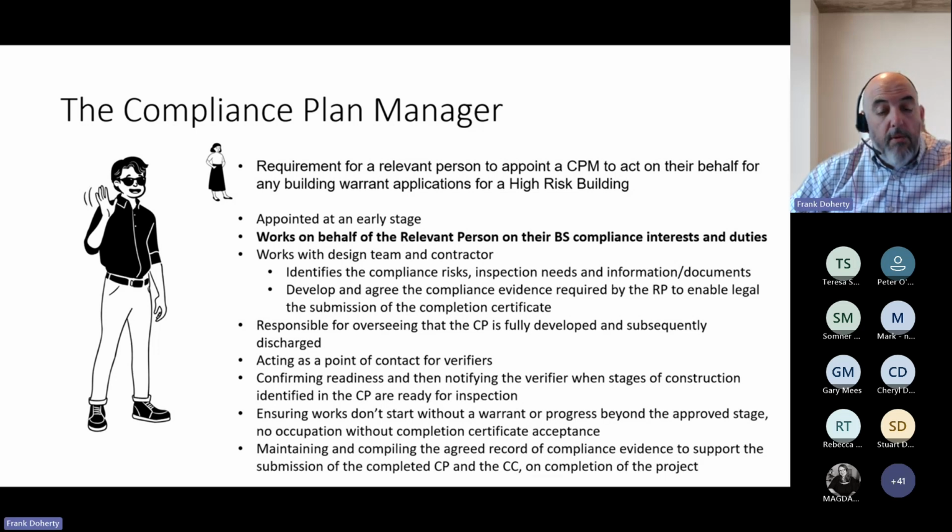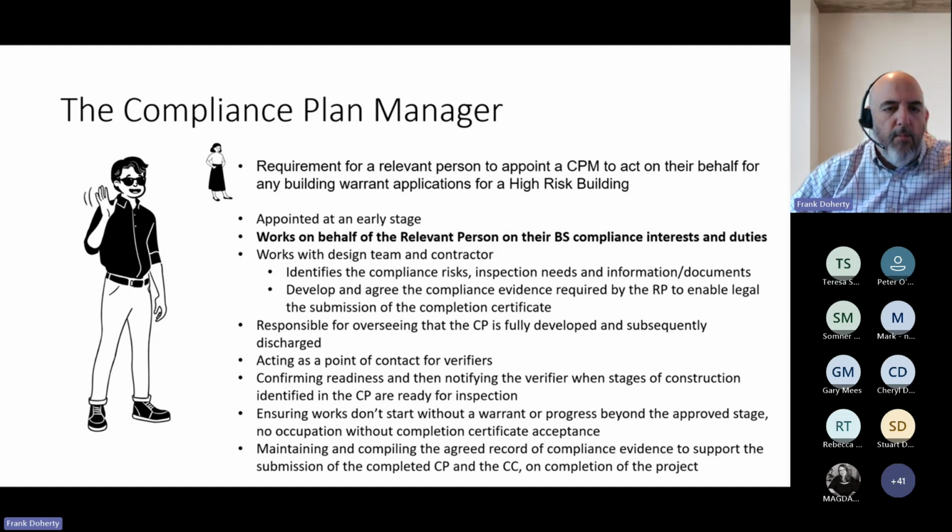The intention is that they would work with the design team and contractor. They would identify the compliance risks, agree the compliance evidence, etc., so that the relevant person can be convinced that the building does comply at the end.